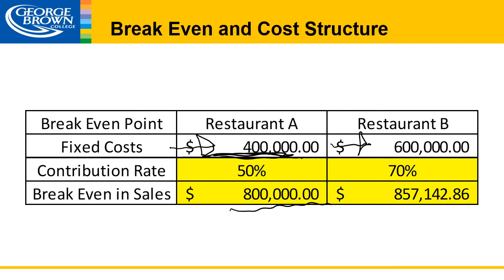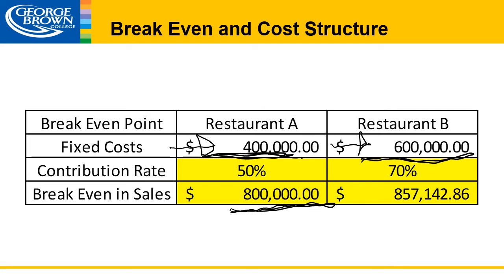Okay. On the other hand, we have restaurant B with a contribution rate of 70%, which again is your contribution margin as a percentage of sales. If we take their fixed costs divided by 70%, okay, we get 857,000. So 57,000 more than restaurant A. Okay, so the benefit here is that restaurant A has higher variable costs, whereby it outperforms restaurant B in sales decreases, and also has the lower of the two break-even points. So it's a lot less risky, okay.